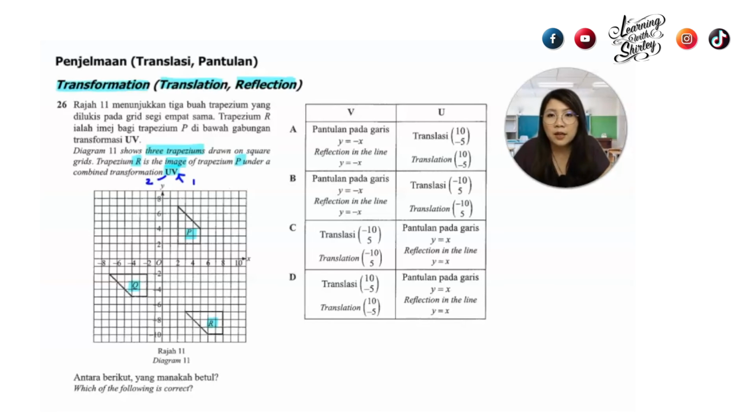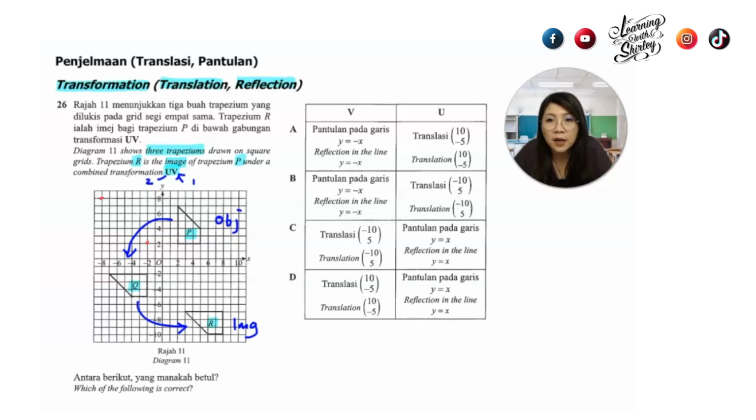So here, P is the object and R is the image. It has to go through Q first. So from P go to Q and then Q go to R. And we need to know what type of transformation from P to Q and Q to R. From P to Q is actually a reflection, and we have to find where the line of reflection is. The line of reflection is this way. Okay, this line. When it's 2, -2.